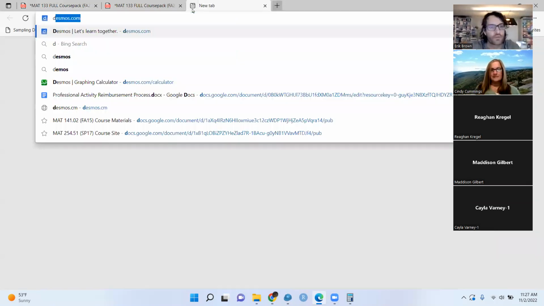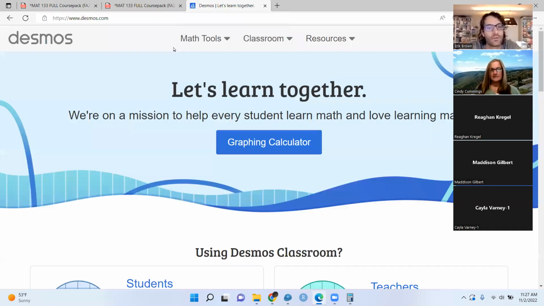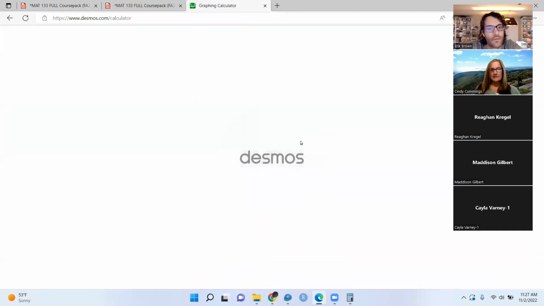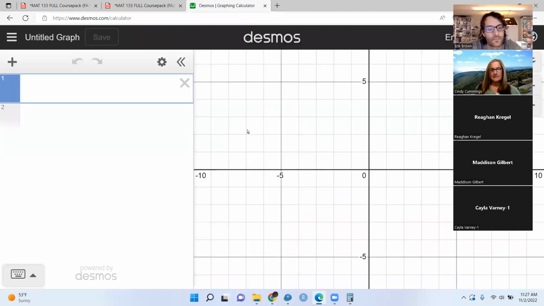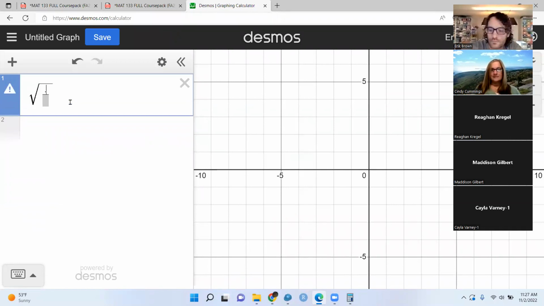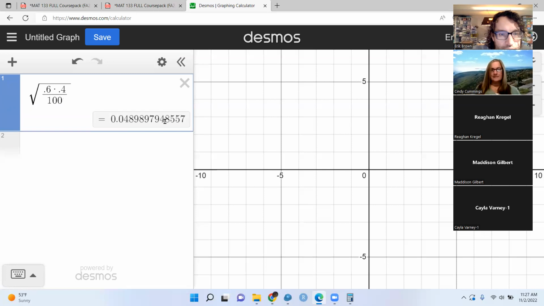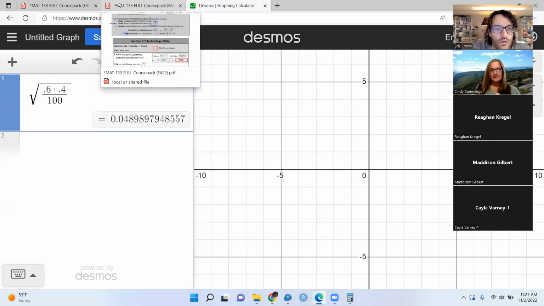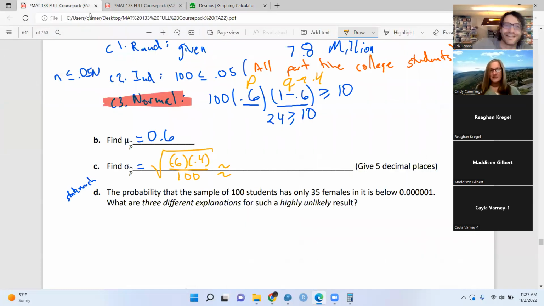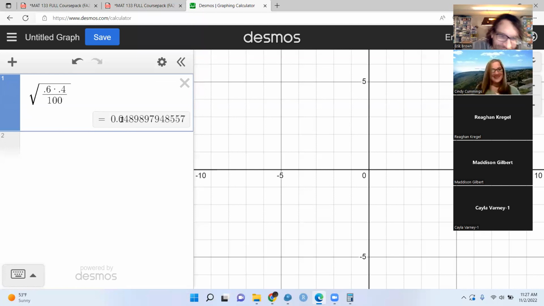I like to use Desmos for these types of questions. 0.489897, blah, blah, blah. Let's do 3 decimal places. 0.049. I think it says lead 5. 1, 2, 3, 4, 5. Okay, so there's the 5. There's a 9 after that, 8, so that becomes a 9. 4899.